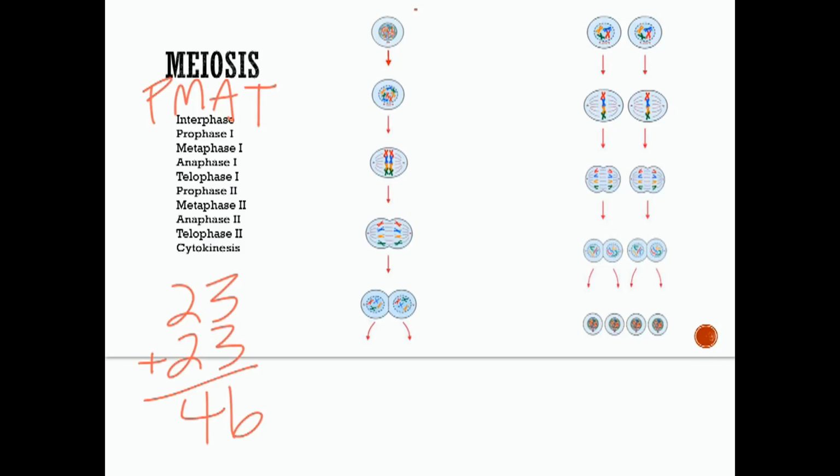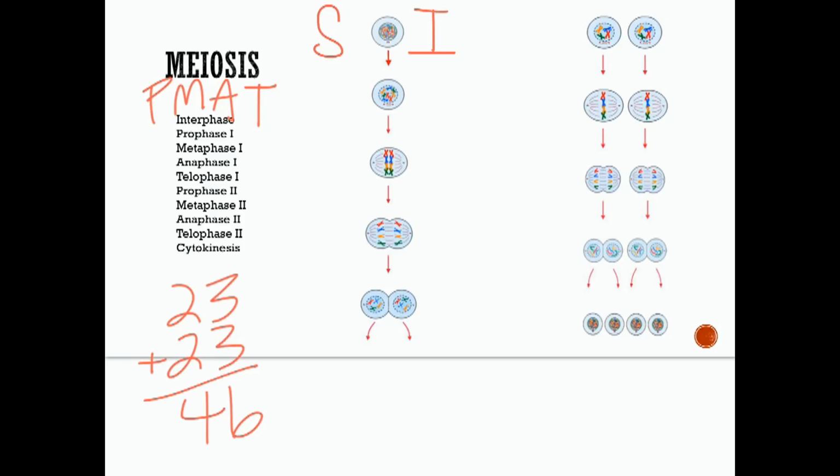Okay, so we'll start right here. I'll just put an I for interphase. Chromosomes are copied during interphase, okay? This short period of interphase is also known as the S phase for synthesis. It's making or copying these chromosomes, all right?